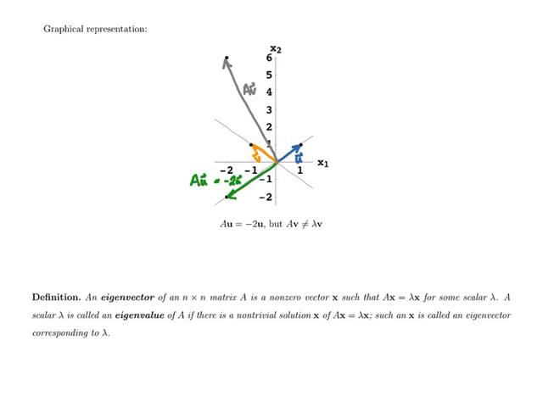The definition, making it formal, is: an eigenvector of an n by n matrix A is a non-zero vector x. This idea of non-zero is really, really important, such that Ax equals lambda x for some scalar. The scalar lambda is called an eigenvalue of A if there is a non-trivial solution x of Ax equals lambda x, and then that x is called the eigenvector corresponding to lambda.